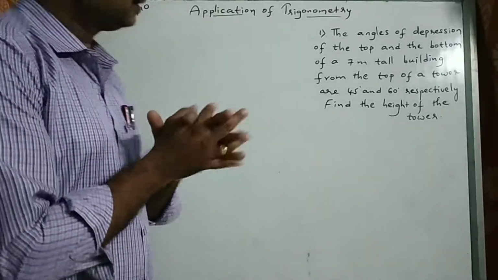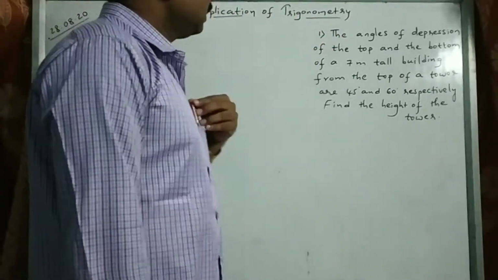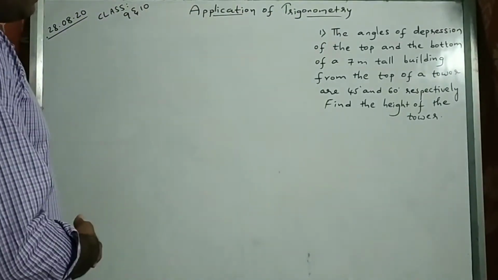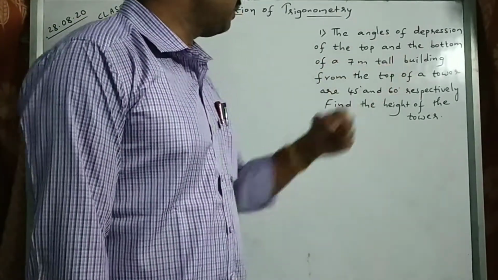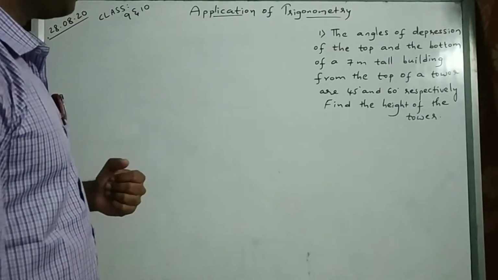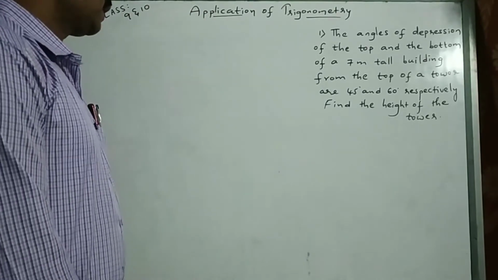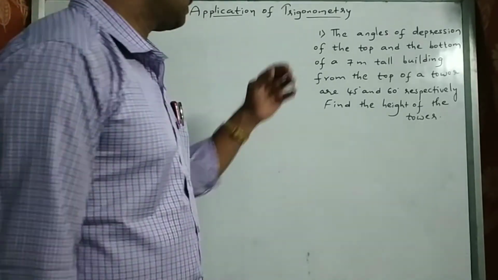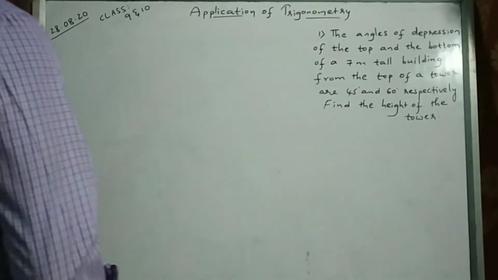Hi students, look at this problem. The angles of depression of the top and the bottom of a 7-meter tall building from the top of a tower are 45 degrees and 60 degrees respectively. Find the height of the tower. So, see the question once.